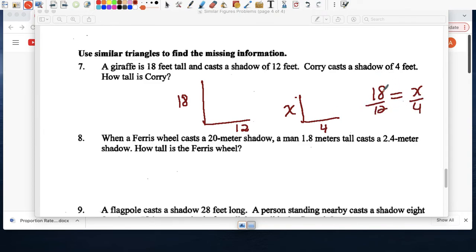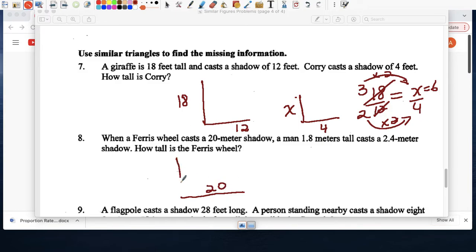We can simplify. If you divide by 6, you get 3 and you get 2, right? And then is there a relationship here? Times 2, times 2, which makes x equals 6. So Corey, how tall is he? He's 6 feet tall.